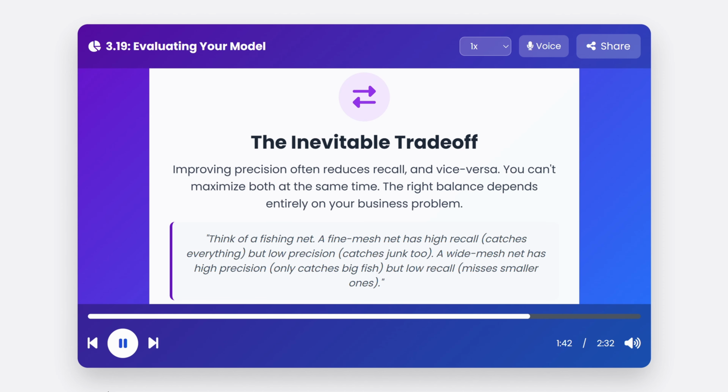This leads to the fundamental trade-off in classification. You can't have it all. Tuning a model to have higher precision will almost always lower its recall, and vice versa. The right balance depends entirely on your specific use case. Are you more worried about false positives or false negatives? The answer to that question tells you which metric to focus on.